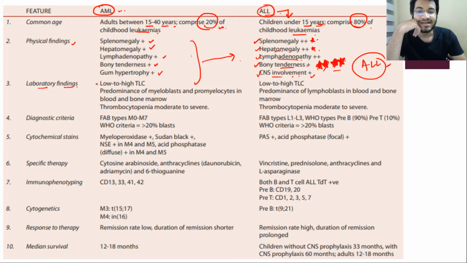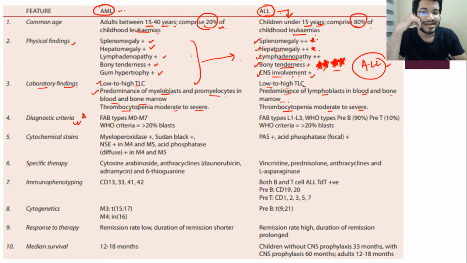Then laboratory findings: low to high TLC, predominance of myeloblasts and promyelocytes in blood and bone marrow, thrombocytopenia is also there, moderate to severe. Then here in ALL, low to high TLC will be there, predominance of lymphoblasts in the blood and bone marrow will be there, thrombocytopenia will be there from moderate to severe.